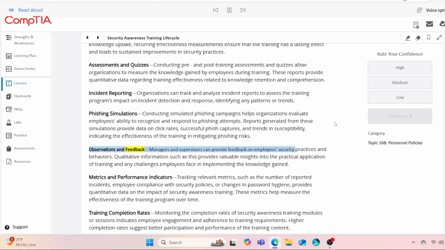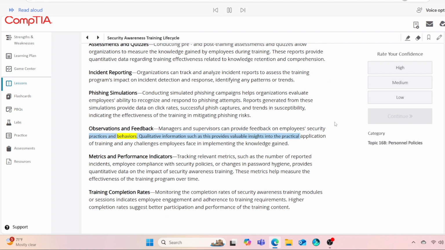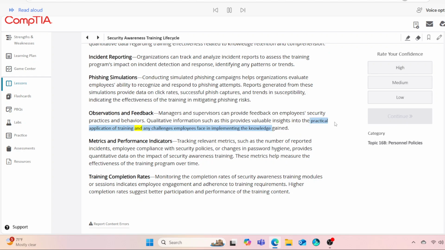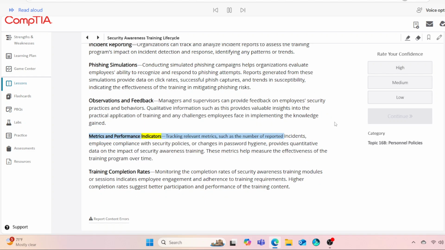Observations and feedback. Managers and supervisors can provide feedback on employees' security practices and behaviors. Qualitative information such as this provides valuable insights into the practical application of training and any challenges employees face in implementing the knowledge gained.